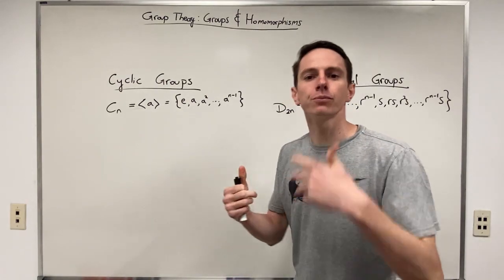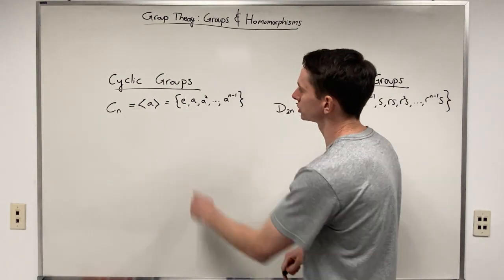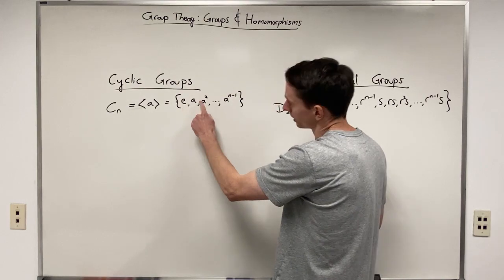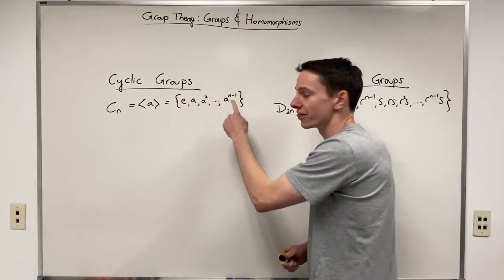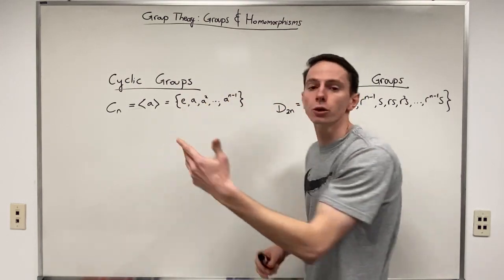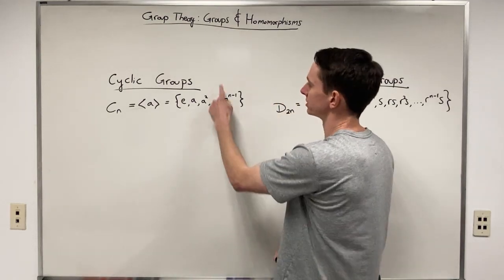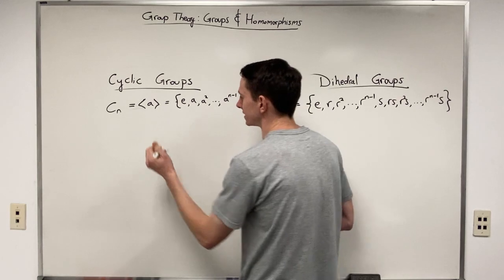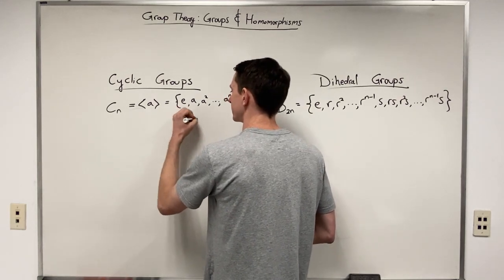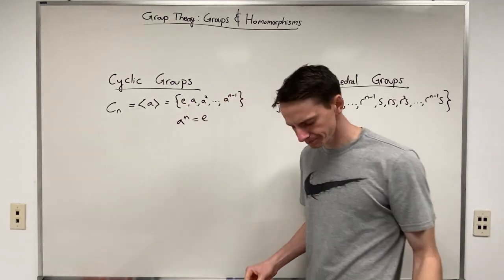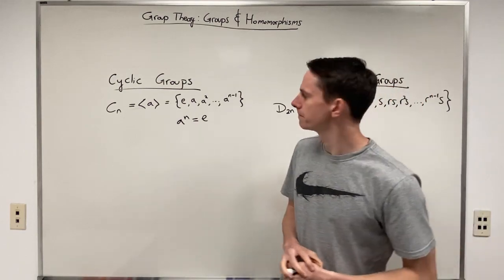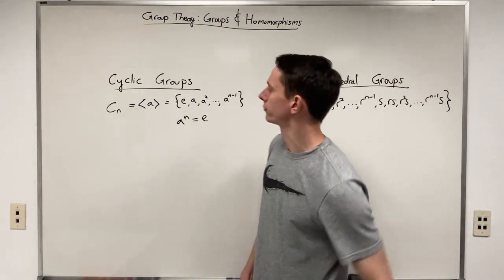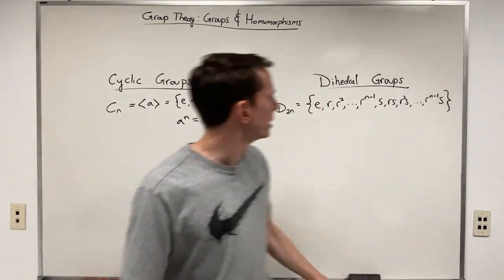The whole idea behind the word cyclic is that once we go from the first, second, third, fourth, all the way up to the nth element, if we were to apply another power of A, we would cycle back around to the identity. In other words, this needs to satisfy the property that A to the n equals E, or the identity, right? So that was what we first talked about with cyclic groups, and then we moved on to this other class of groups called dihedral groups.